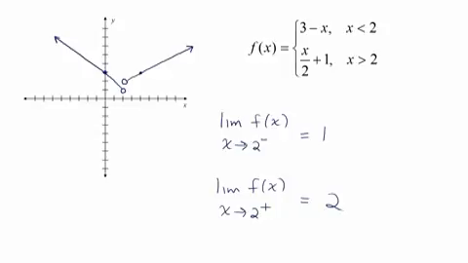Here we have the graph of f of x. We see that this graph is discontinuous at x equals 2, and it's not removable because the one-sided limits are different. The limit as x approaches 2 from the left is positive 1. The limit of f of x as x approaches 2 from the right is positive 2. So this has jump discontinuity because it literally jumps between two different one-sided limits.